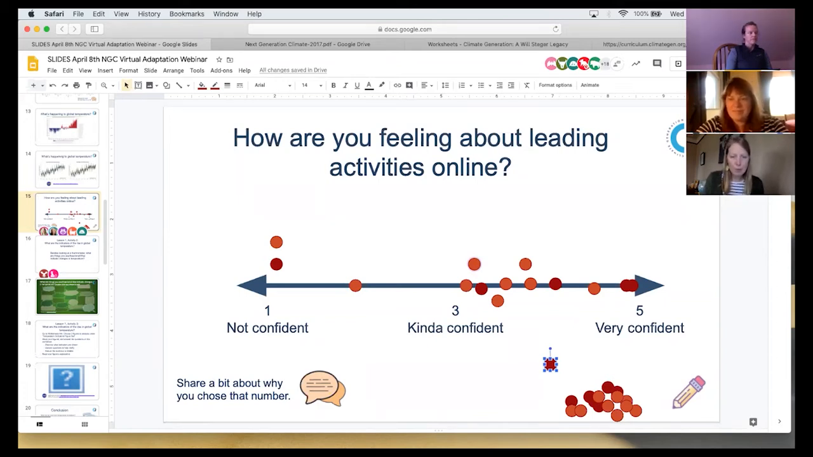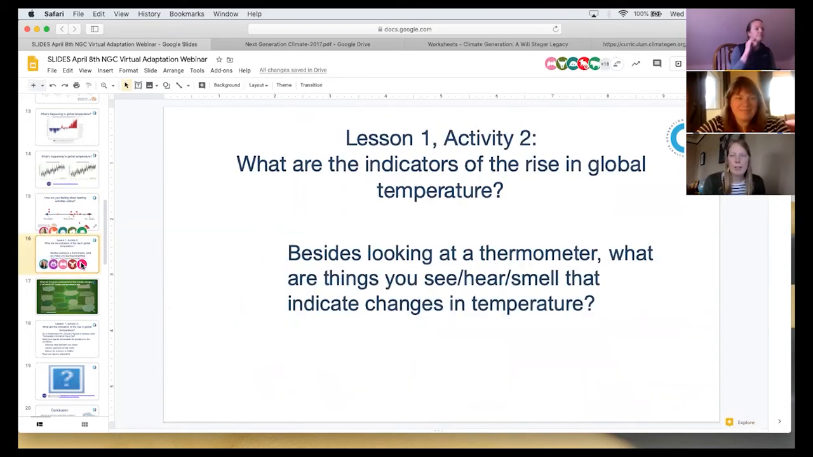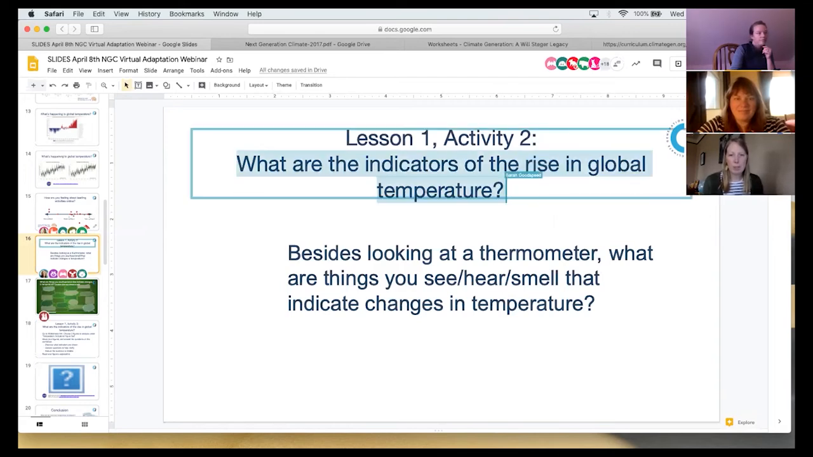All right. Well, thanks for showing how you're feeling about that. We'll jump into the next activity of lesson 1. So if you want to jump to the next slide, this activity is looking at evidence for the rising global temperature. So we saw that temperatures are rising globally through that graph. So besides looking at temperature, a question I want to pose to you all to start off this activity is, without looking at a thermometer, what are things that you could see, hear, or smell that indicate changes in temperature?